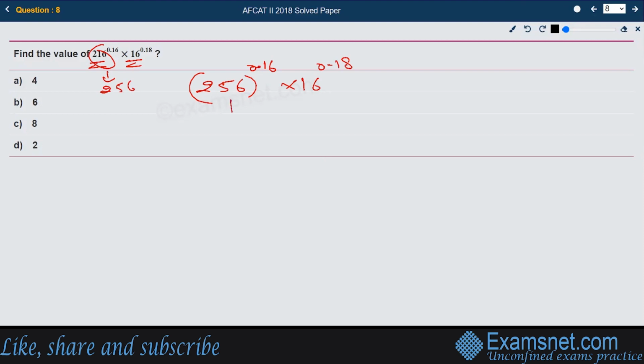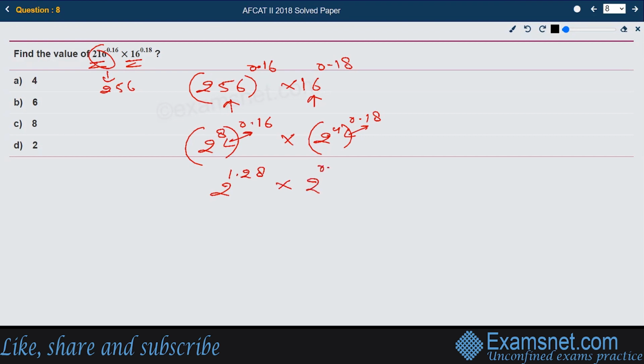We can see that 256 comes in the power of 2 and the same goes with 16. They both come in the power of 2. So we can write this simply as 256 is nothing but 2 to the power 8, and the whole power goes as 0.16, and 16 is nothing but 2 to the power 4 and the whole power goes as 0.18. As power over power gets multiplied, we can multiply these two numbers here and here also. So we can simply write this as 2 to the power 1.28 multiplied by 2 to the power 0.72.